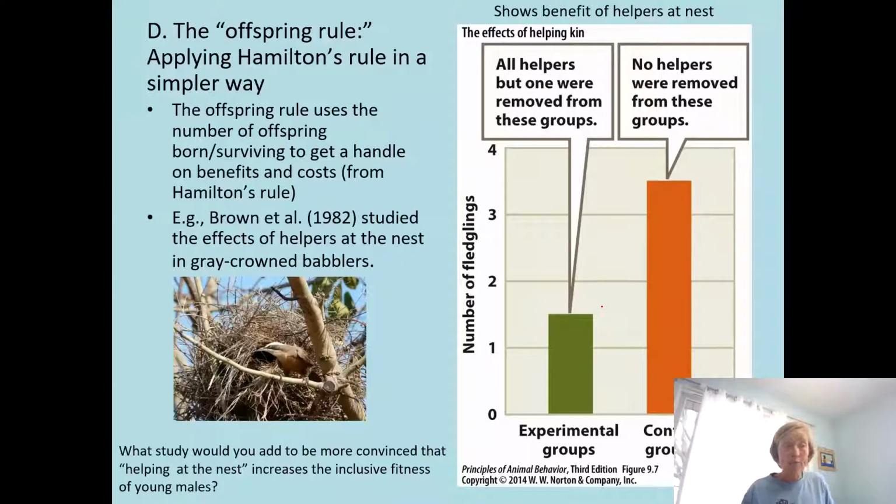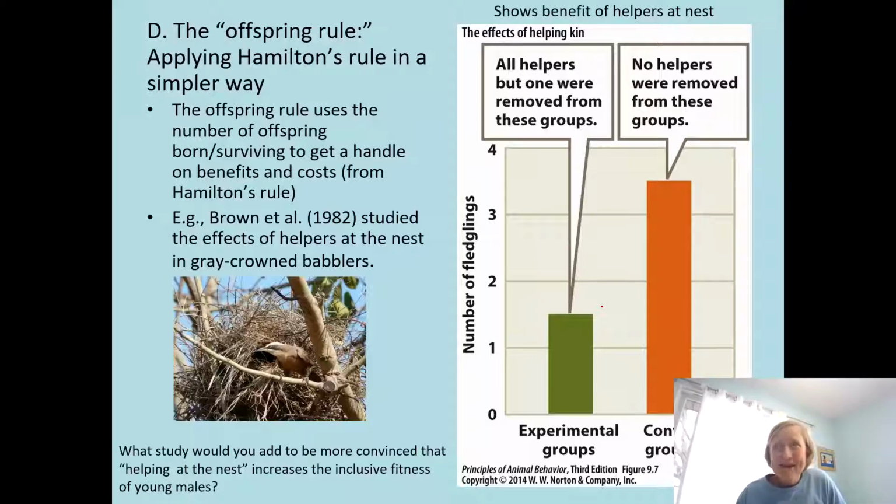Well, it tells us that helping helps, that having helpers at the nest increases the number of offspring that survive at these nests. Does this show us that there should be selection for cooperation, selection for helping at the nest or cooperative breeding in these animals? I think I need to see more research to be convinced that helping at the nest increases the inclusive fitness of these young male helpers. What would I also need to study if I wanted to be sure that these helpers were doing the right thing, so to speak, in terms of their own fitness?